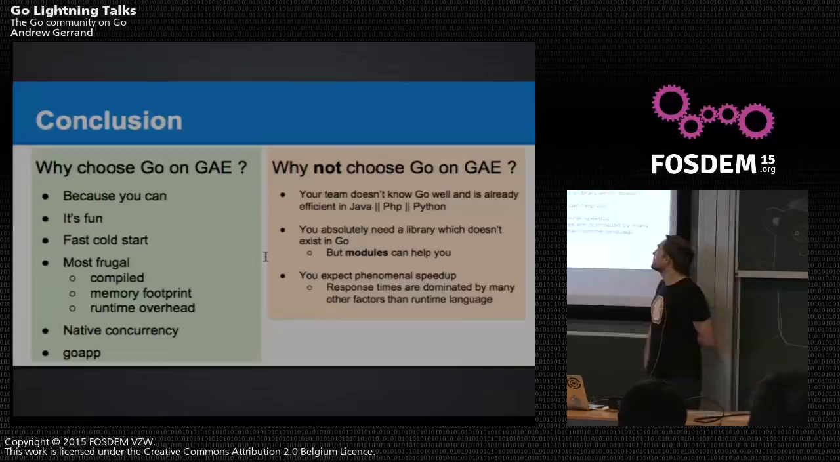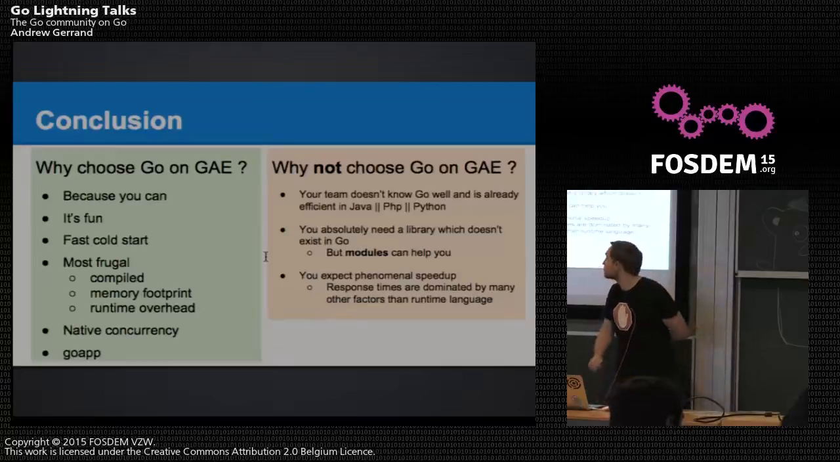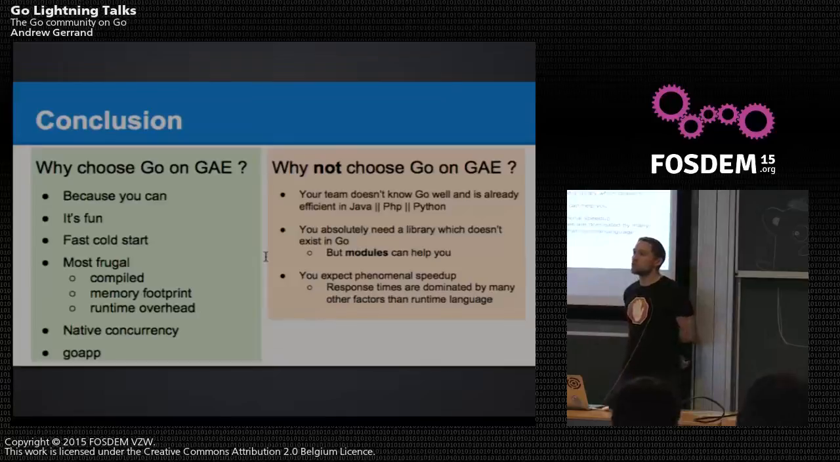If you're already very efficient in Java, PHP, and Python, I wouldn't recommend the switch. But of course, if you like Go and you want to choose Go, do it because it's a very good idea. And also, you can mix languages with modules. Nothing prevents you from having one module of your app in Go and another one in Java or PHP. It will interact nicely.